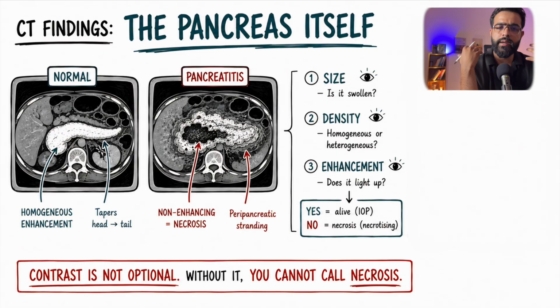Then look at the peripancreatic fat and fluid. Stranding, that smudgy gray haziness in the fat around the pancreas. It's edema, it's enzymatic inflammation, eating into the peripancreatic fat. In mild disease, a little stranding, this is quite normal. In severe disease, it extends everywhere along the fascial planes, down into the pelvis.